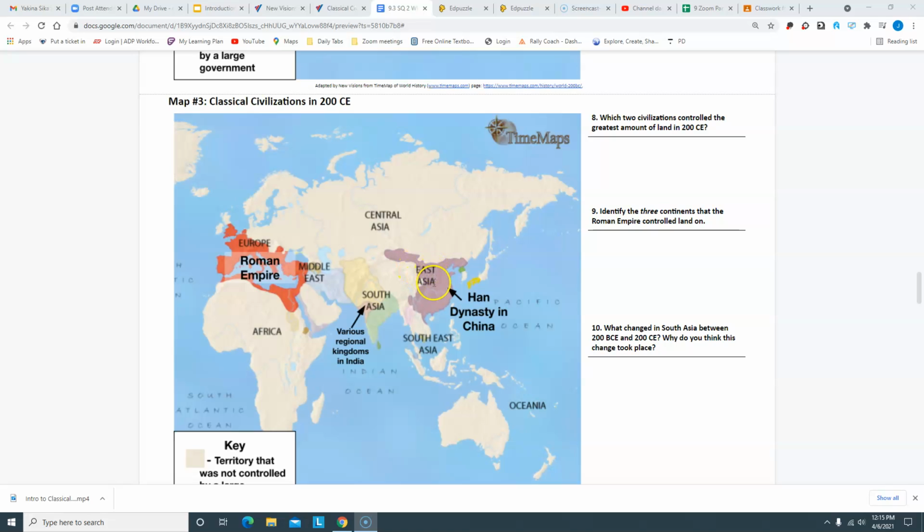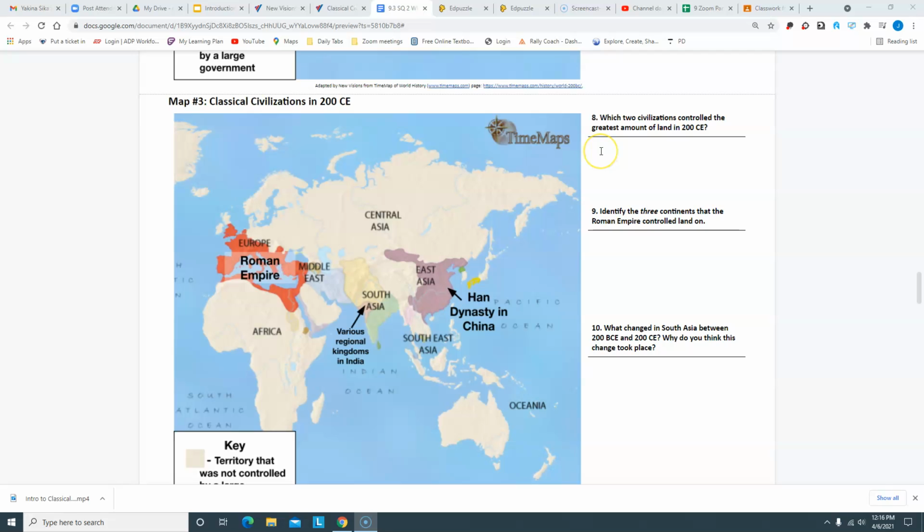Continue east, we've got East Asia, and in East Asia is the Han Dynasty in China. If you recall from the previous map we looked at, from 500 BCE, the area in China right here was much smaller than it is right now, colored in, in 200 CE. So the Han Dynasty is controlling more territory than the Zhou Dynasty did 500, 600, 700 years prior to this.